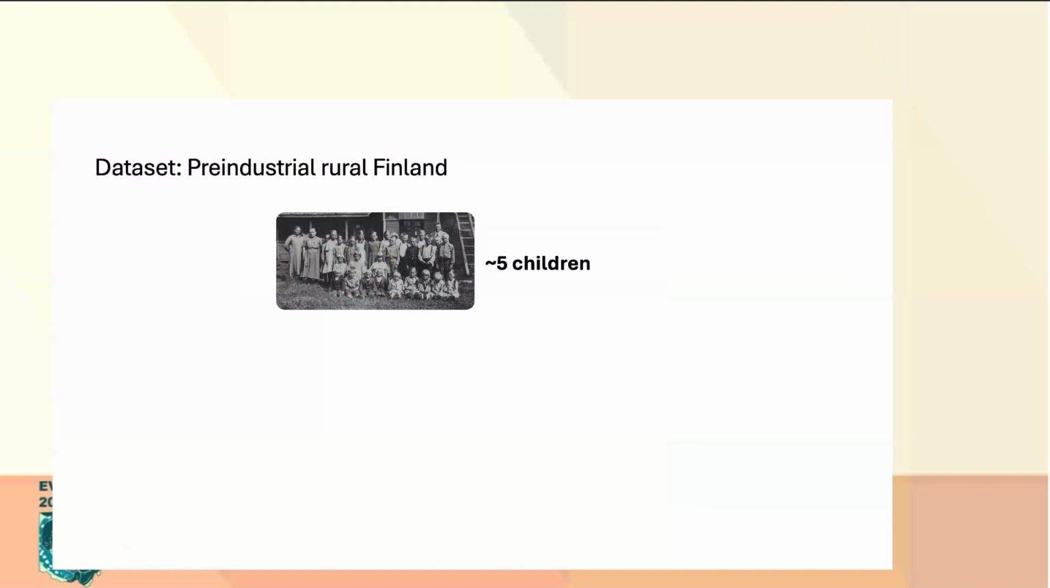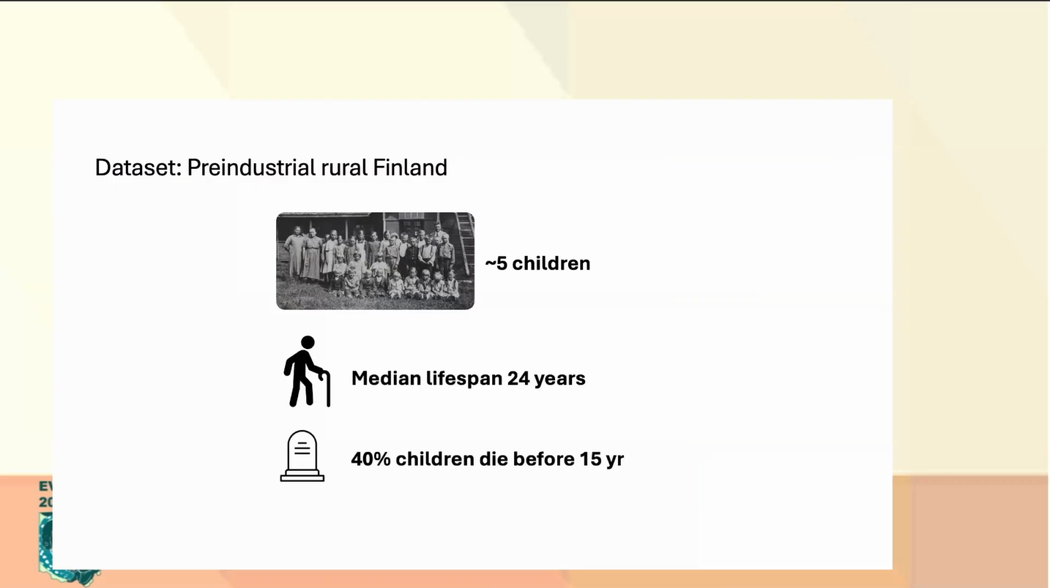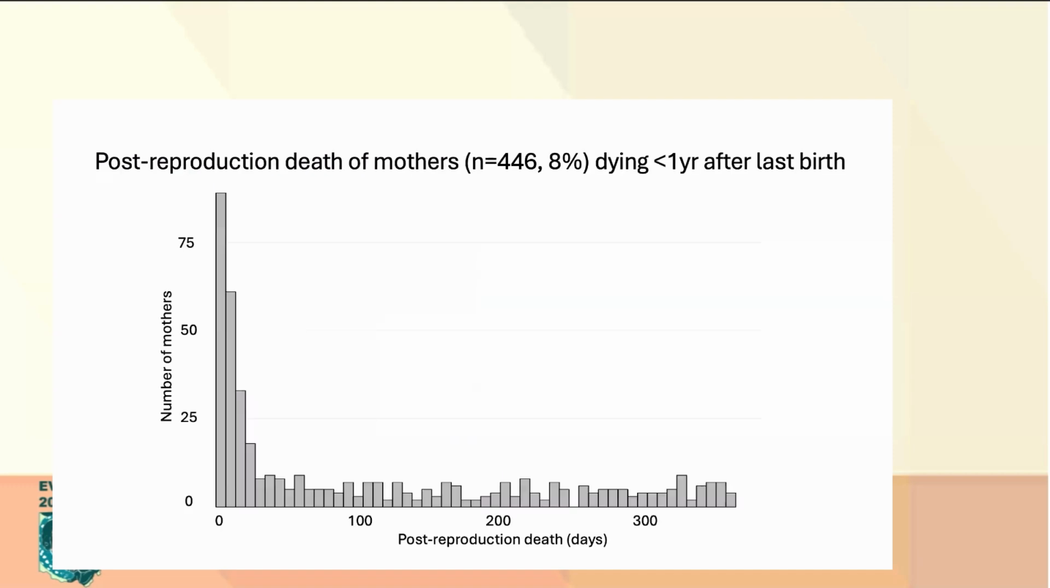So we used the pre-industrial rural data where there's high fecundity and mortality, and the median number of children for mothers in our data set was 5, but the maximum was 17. And the median lifespan from birth was 24 years. But this is higher for mothers because a lot of this mortality was from children who died before their 15th birthday. So 40% of children never reached their 15th birthday. And this was primarily due to infectious diseases. So, for example, the smallpox vaccine didn't come around until 1880.